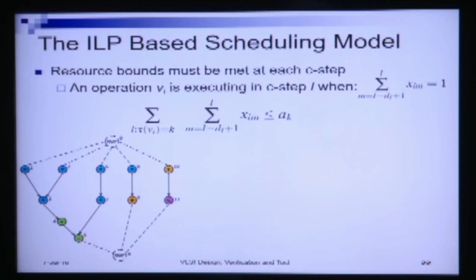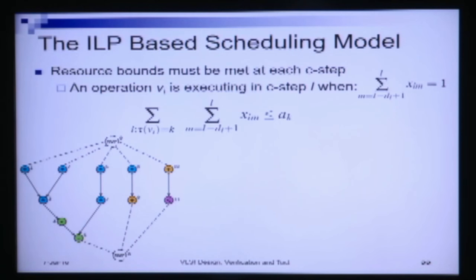Now, we have the final and the third type of constraints, which are the resource constraints. At each time point resource bounds must be met. Why is this important? As we said, this is resource constrained scheduling and we only have a limited number of resources of each type. Now, to do that, we first have a small definition here.